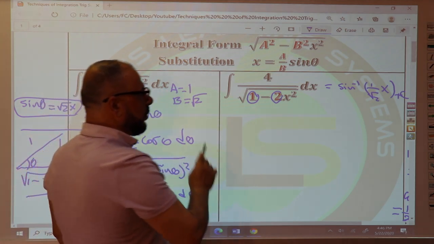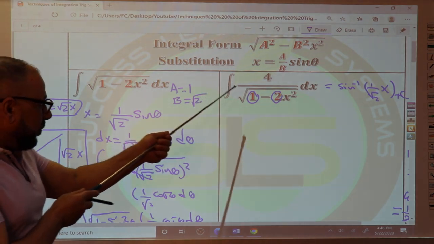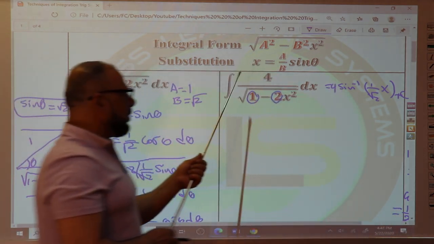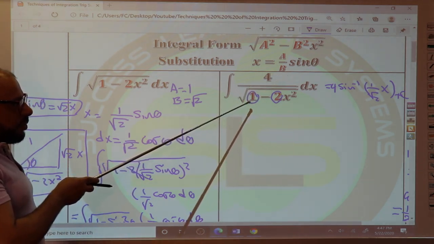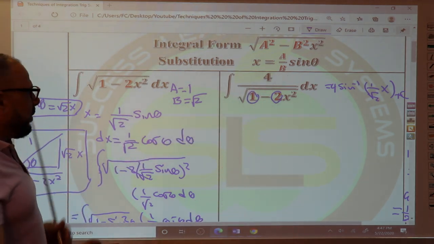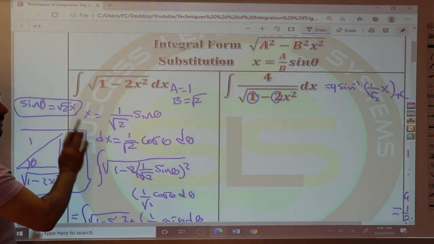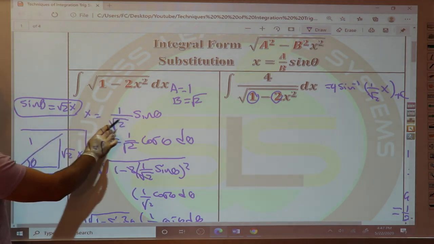Let me just prove it for you, for one time. When you have this form, leave the 4 out. Don't forget the 4. Leave the 4, sine inverse, square root of 4 is 1 over square root of 2. We're going to use the same substitution, the same thing.